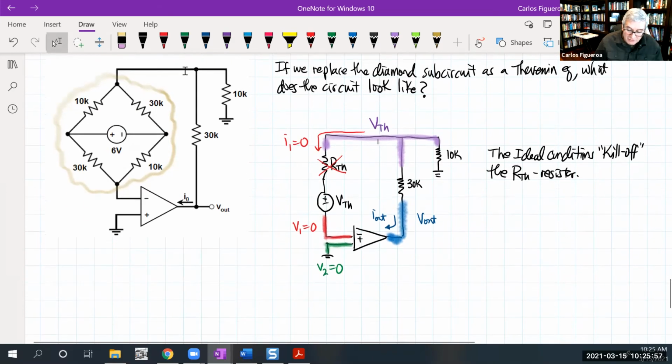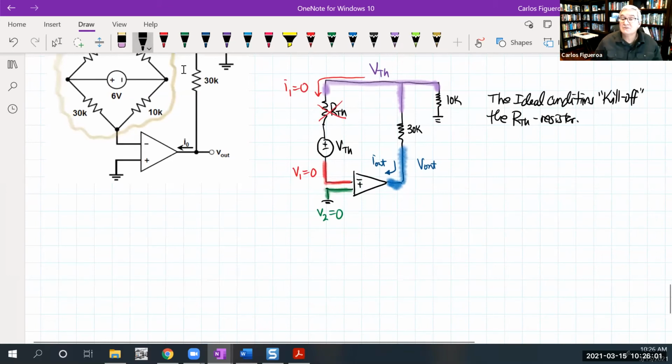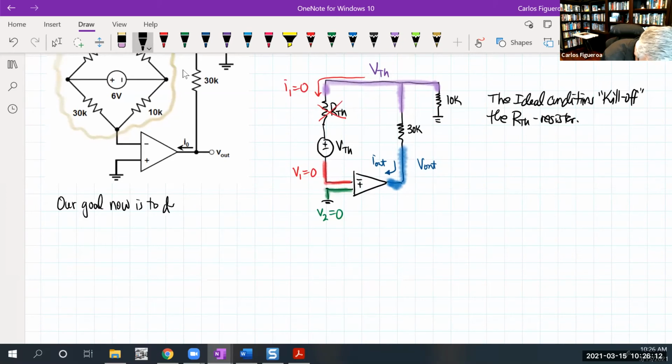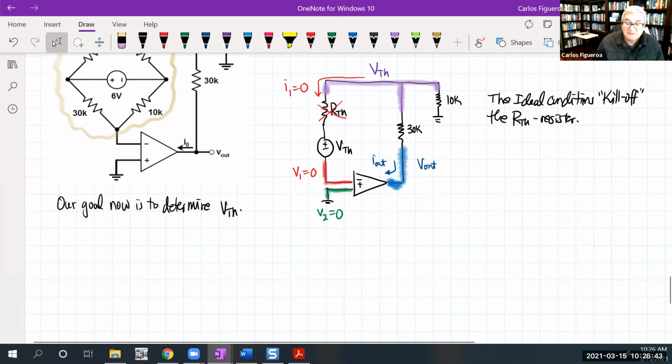The goal now is to determine VTH, because we know how to solve that problem. This is a fairly simple op-amp problem: if I could get that voltage, then I could get the current through the 30K. I have to look at the other nodes here. It's really the current of the 30 and the 10 that contribute to V out. So let's go look at this voltage here.